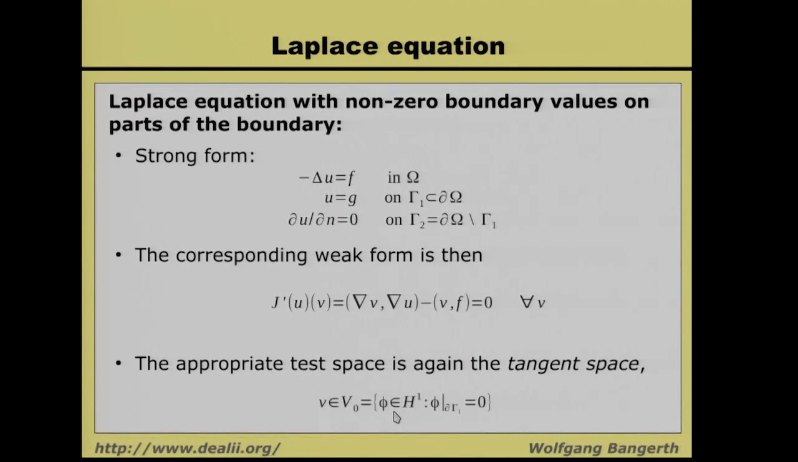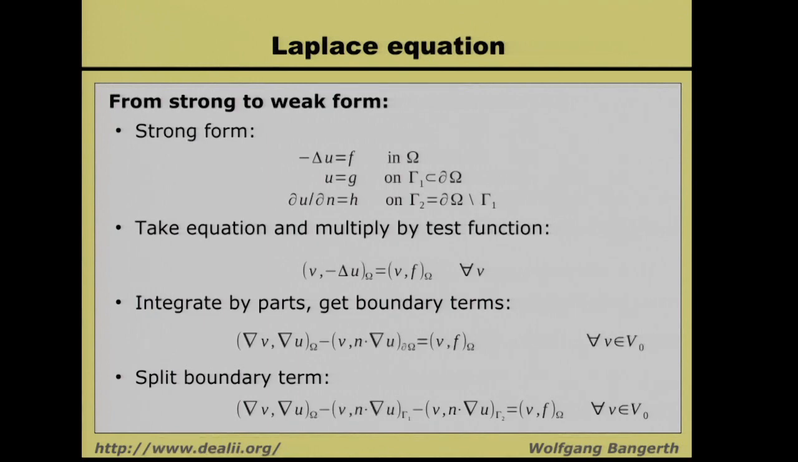So in this case, these are all the phi's in H1, but phi needs to only be 0 on gamma 1. This should be gamma 1, not d gamma 1. So if u equals g on gamma 1, then v equals 0 on gamma 1, but not necessarily on gamma 2.